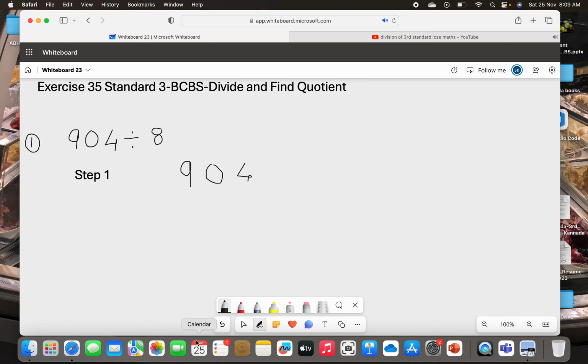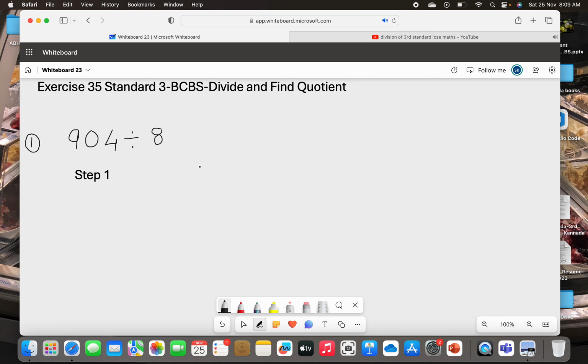Today we will be doing exercise 35, third standard, Bishop Cotton Boys School. Divide and find the quotient. So the first problem is 904 divided by 8. So there's just one step which we need to follow.